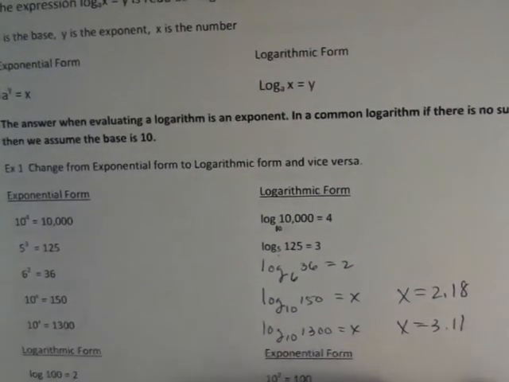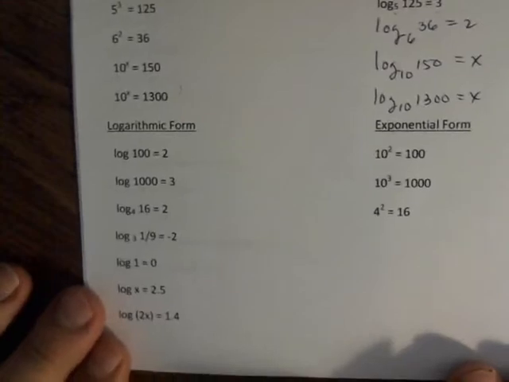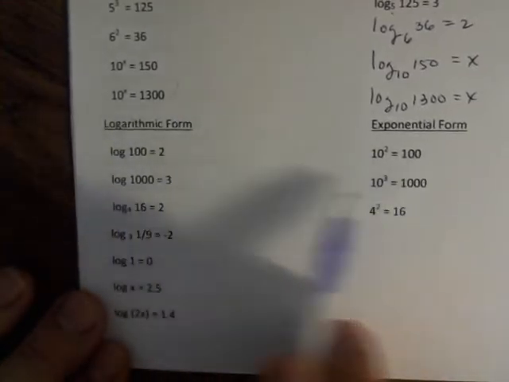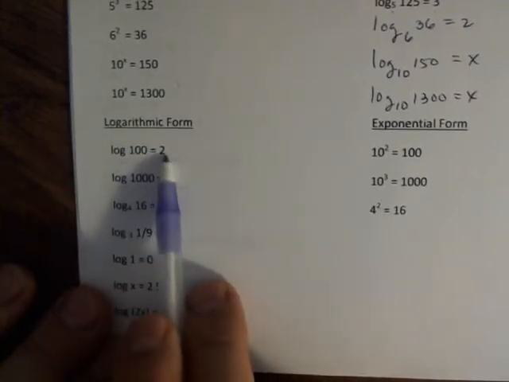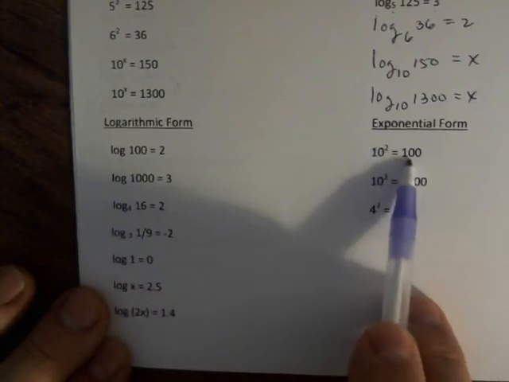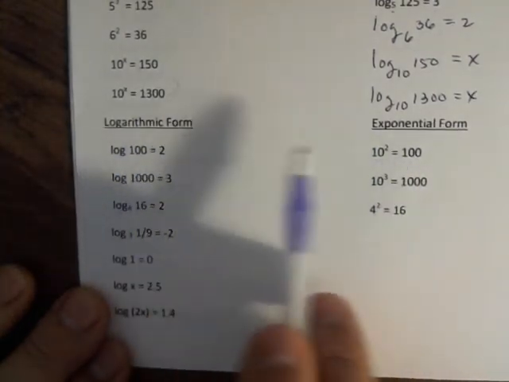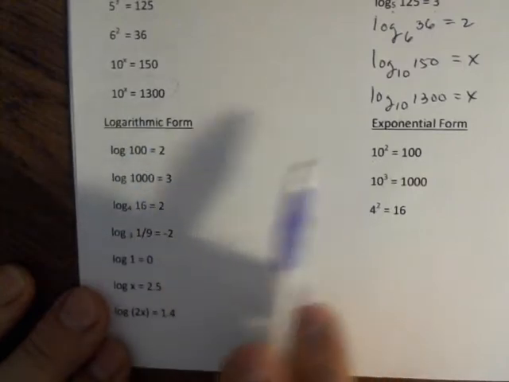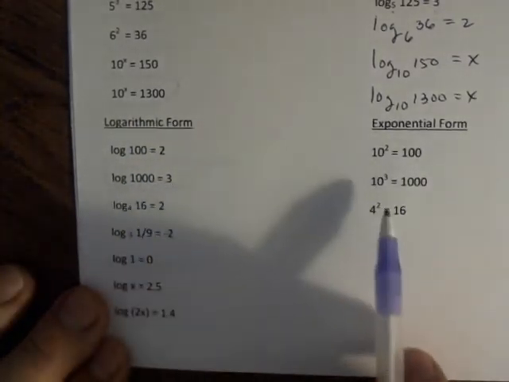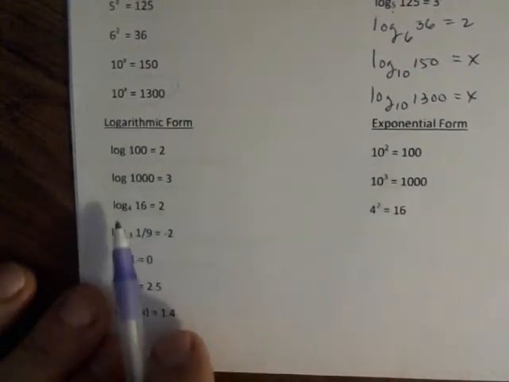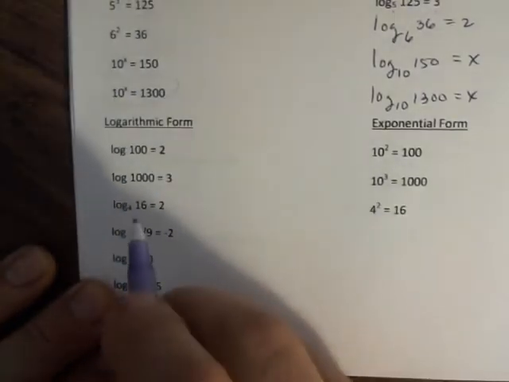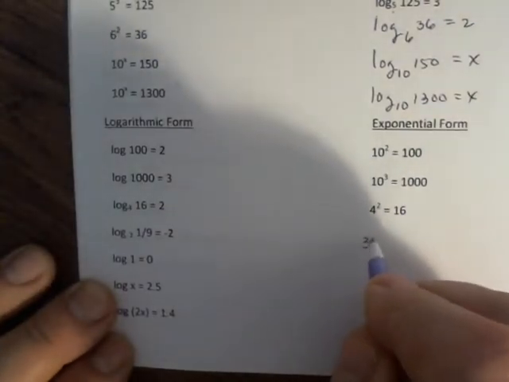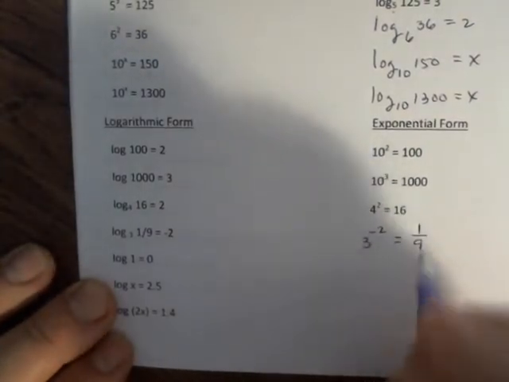Okay. So it's just a matter of practice of how to change from one form to the other. So if we're given a logarithm, again, log of 100 is 2 because 10 squared is 100. Okay, those are just translating from one form to the other. Log of 1,000 is 3 because 10 cubed is 1,000. Log base 4 of 16 is 2 because 4 squared is 16. So if I translate this one here, remember that 3 is the base, negative 2 is the exponent, 1/9 is the number.